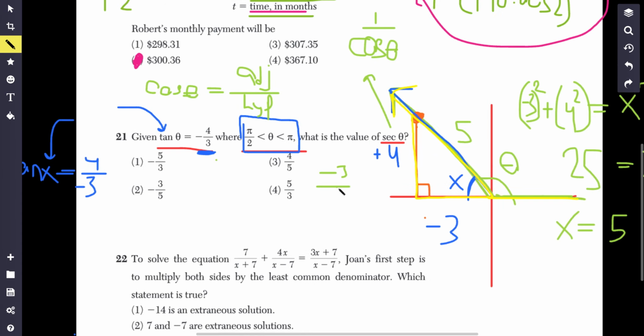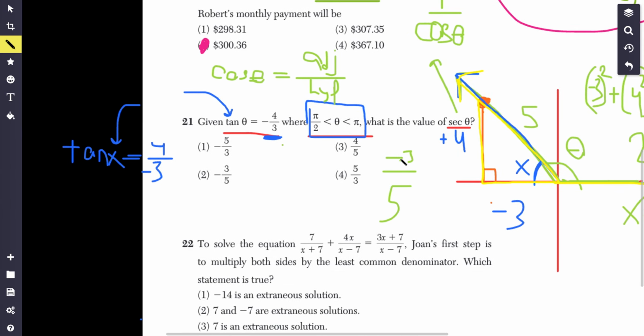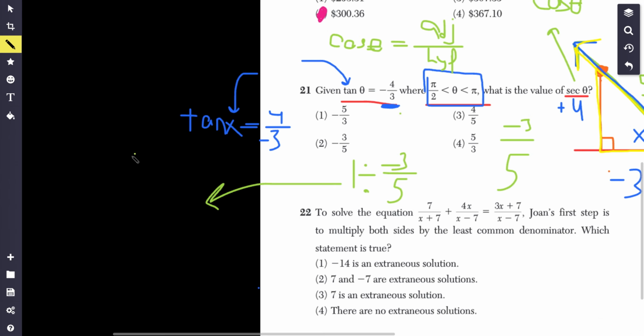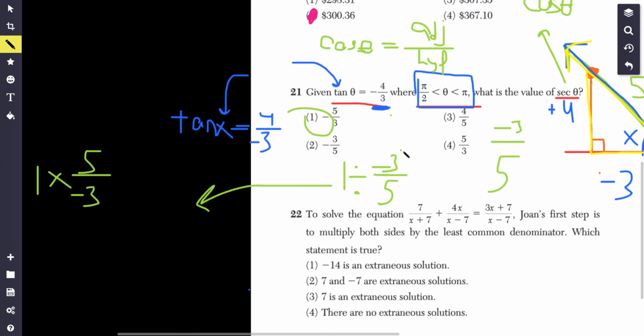So cosine is going to be negative 3 over 5. And we know secant is 1 over cosine. So secant is 1 divided by negative 3 over 5. We can flip this fraction, so this is 1 times 5 over negative 3. And 5 over negative 3 is going to be our answer.